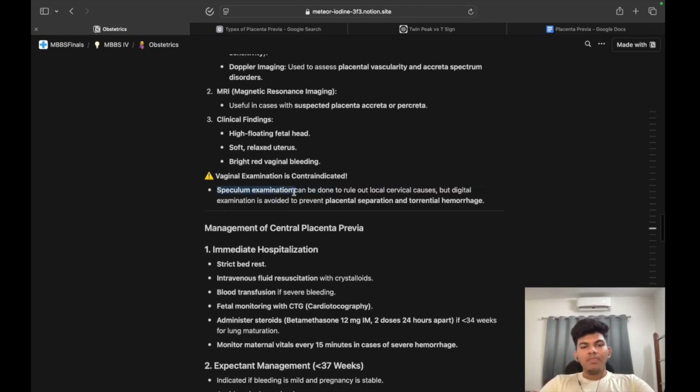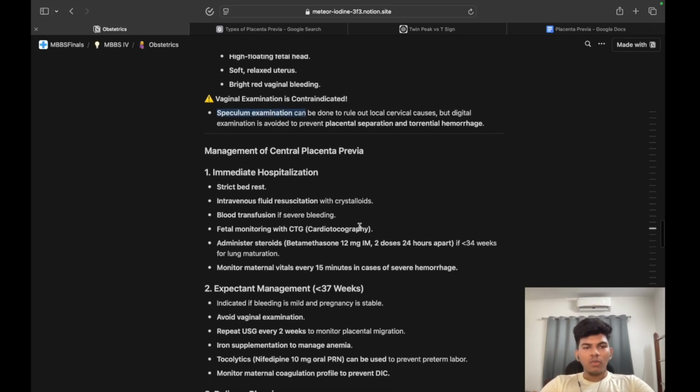Speculum examination can be done in order to rule out local cervical causes, but digital examination is avoided to prevent placental separation and torrential hemorrhage. So, speculum examination is fine, but digital examination is avoided.